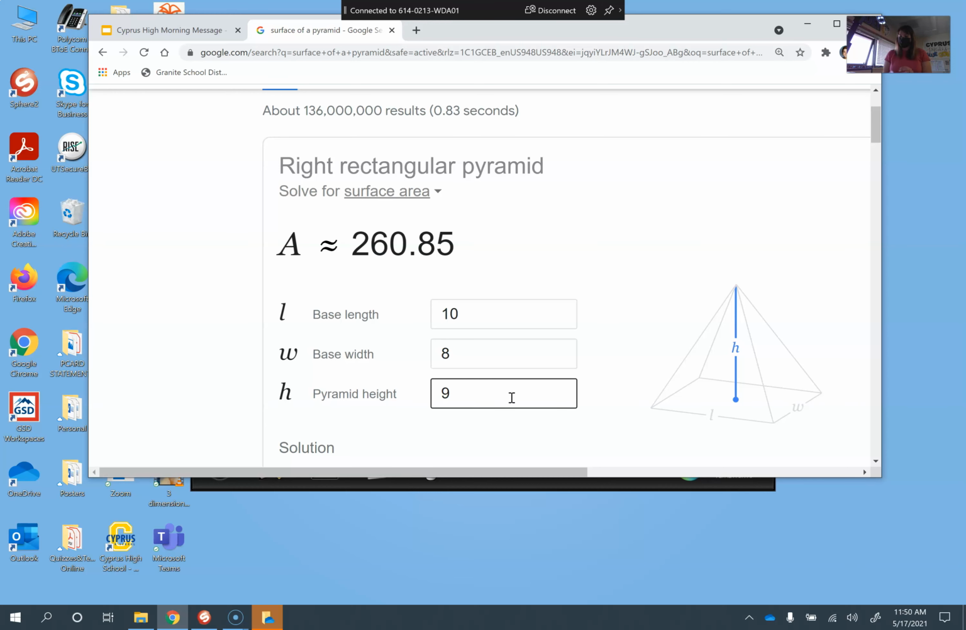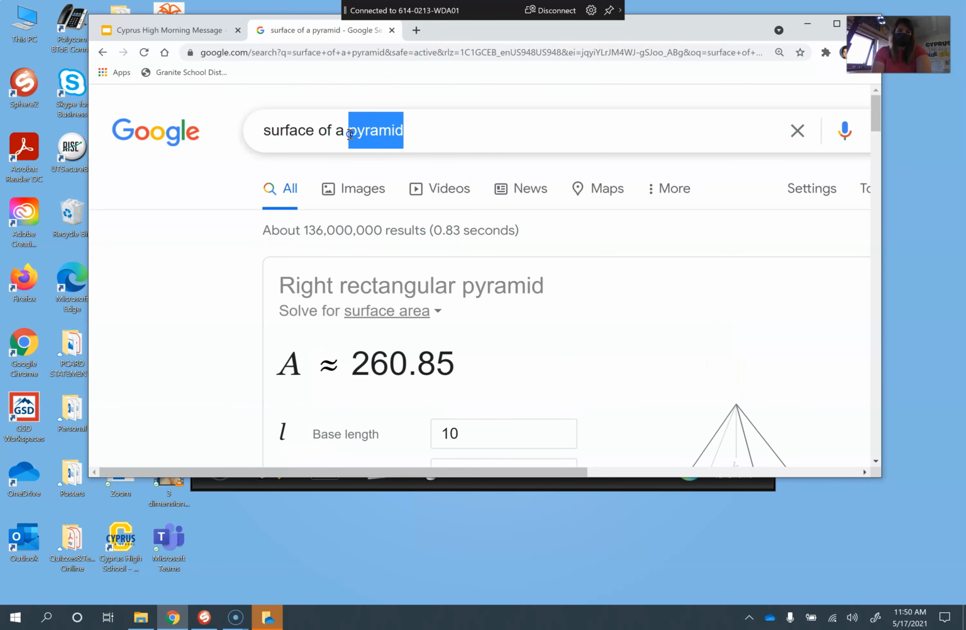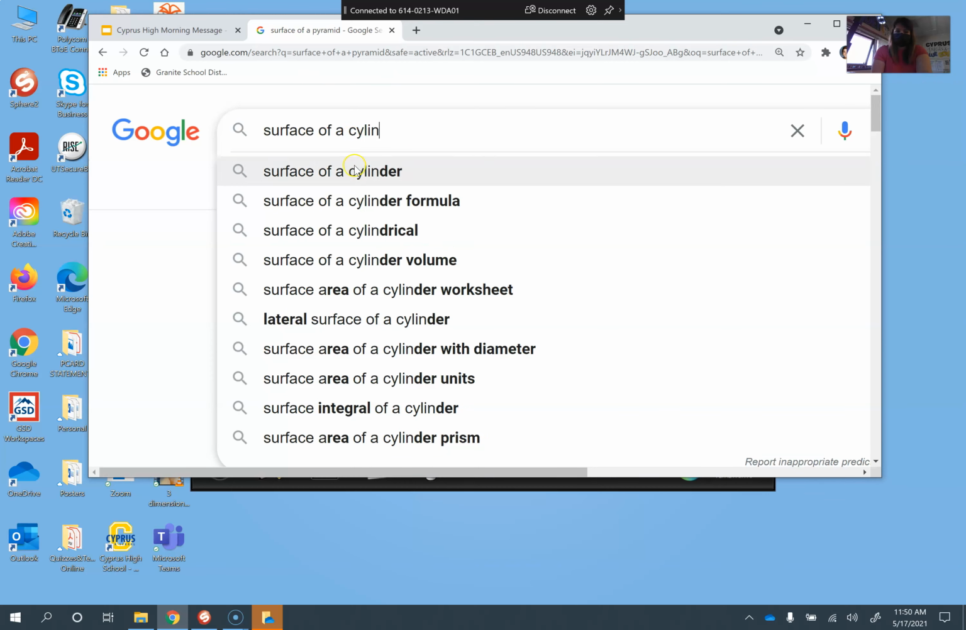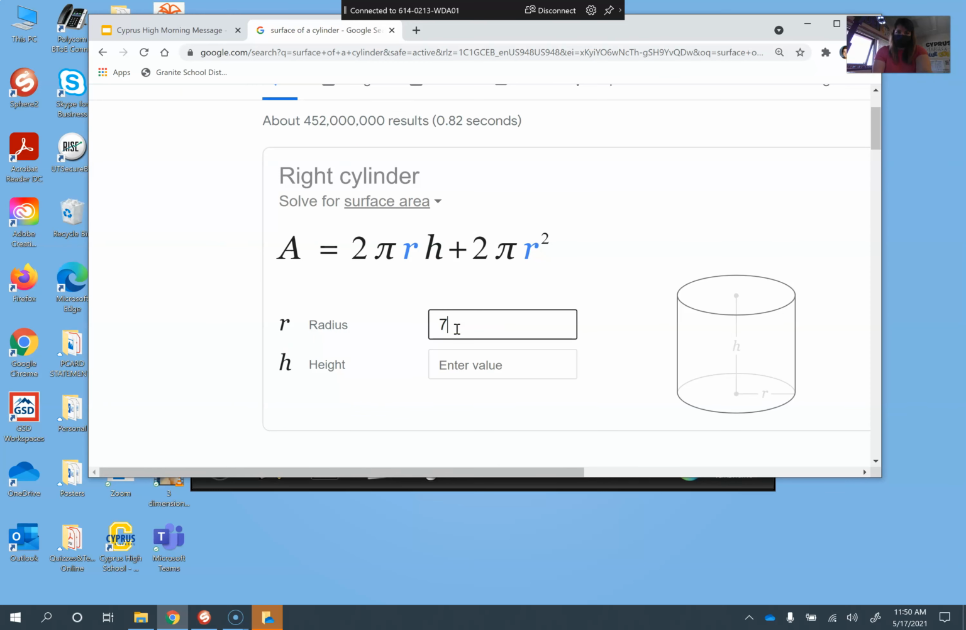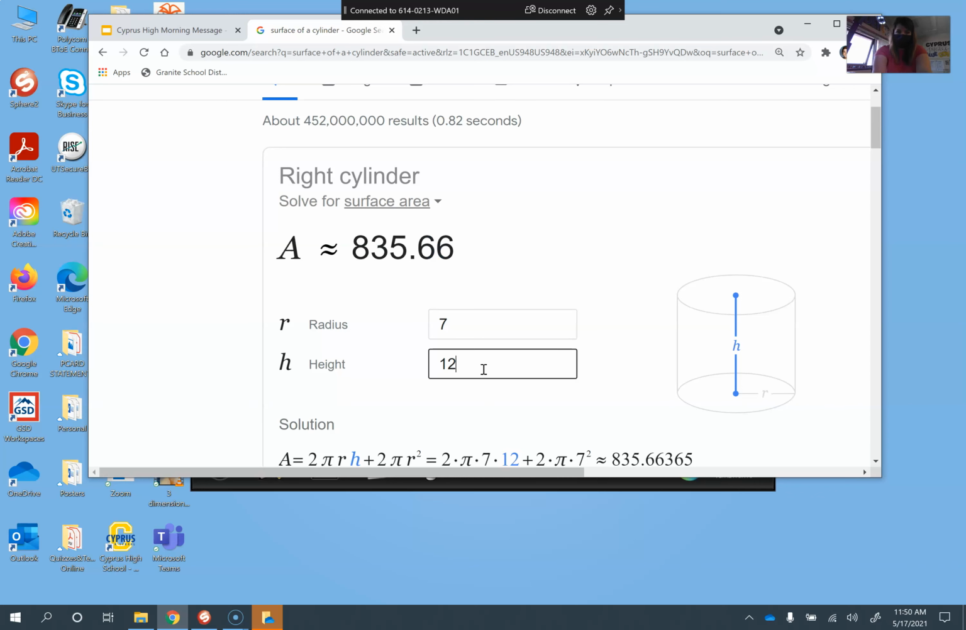And then number 11 is actually number 3. So since we already have that answer, I'm just going to check it. So surface area of a cylinder. Okay, the radius is 7. The height is 12. We got 836, and they got 835.66. Okay, I feel okay about this. Do you guys feel okay about this? You're ready to give it a go?